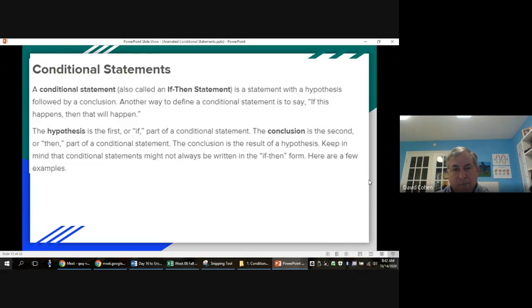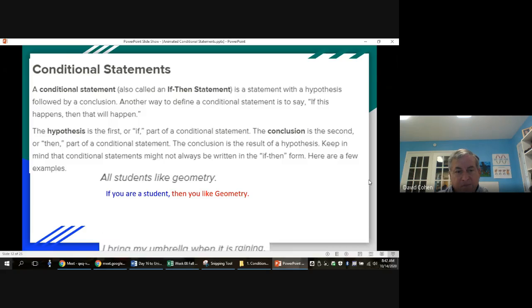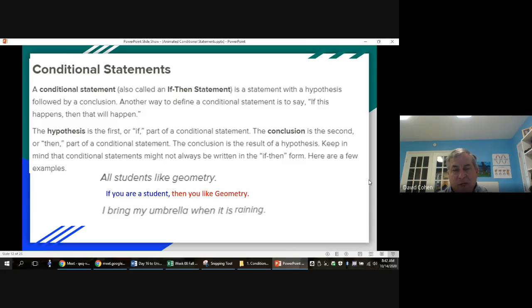So a conditional statement and hypothesis, a little bit more on that. Here's some funny things. All students like geometry, haha. If you are a student, then you like geometry. We've taken a statement that does not look like if-then with a subject, and we've changed it to an if-then statement. I bring my umbrella when it is raining. Take a minute to think about what you would do to change this into an if-then statement.